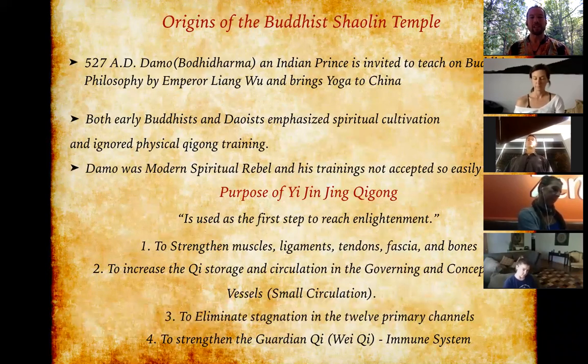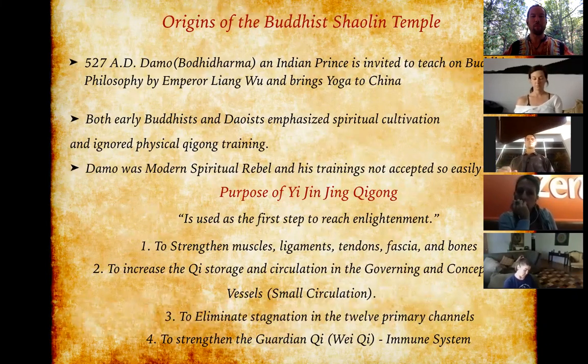Third is to eliminate stagnation in the 12 primary channels. So that's why things like yoga are such an integral part of cultivation. So inside of this practice that you guys are going to get to do, I'm really excited for you guys to play with it and practice with it, because it's got some of that yang qi, that strengthening of the muscles, but it also has a lot of opening. You'll feel stretched and like a badass at the same time.